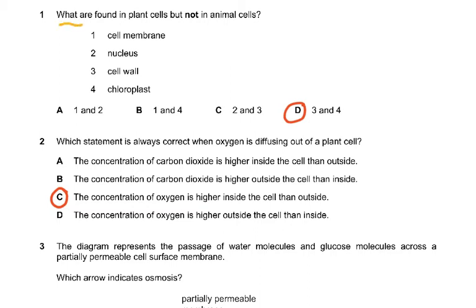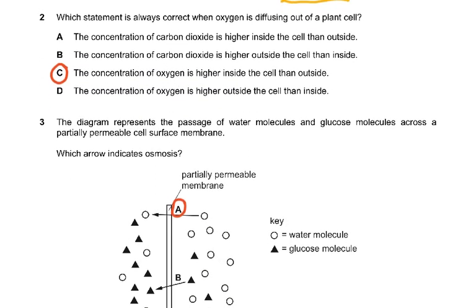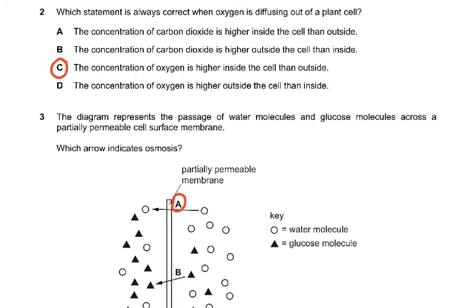Question 1. What are found in plant cells but not in animal cells? No, cell wall is not found in animal cells and chloroplast is not found in animal cells. So these two are not found in animal cells. And so it says what are found in plant cells but not in animal cells. So the answer would be 3 and 4. Then question 2.